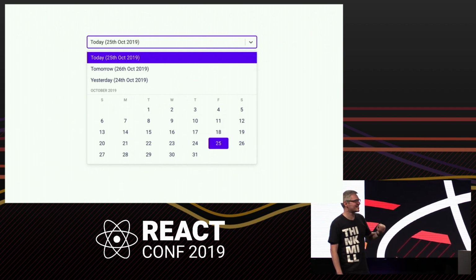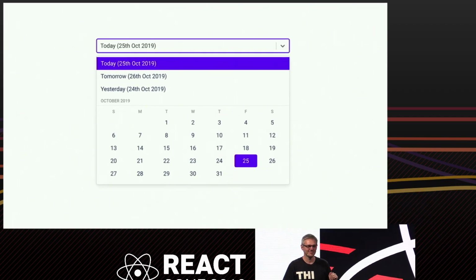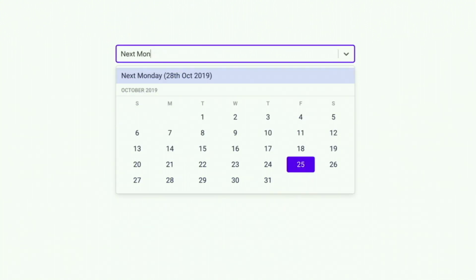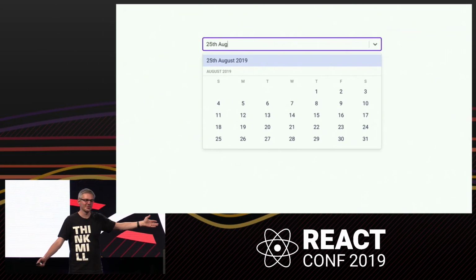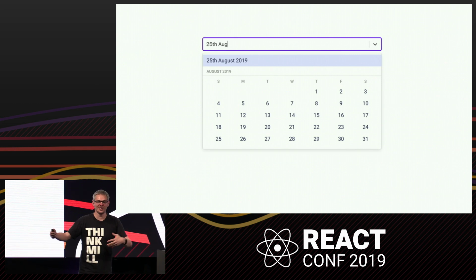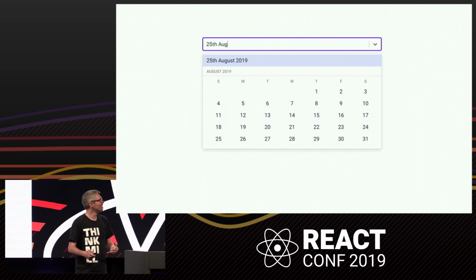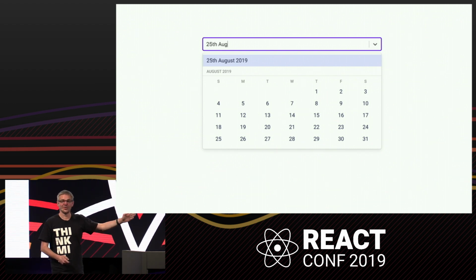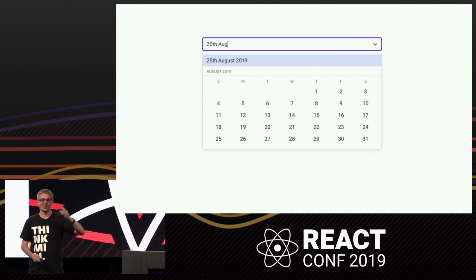This is the default set of options that are provided to the component. I hooked up the onInputChange to a natural language date parser to pick a date. So when you start typing in next Monday, it actually picks next Monday for you. Or if you type in something like the 25th of August, it will go straight to the next 25th of August. And this is just in userland. This is an example on the React Select website in about 100 lines.